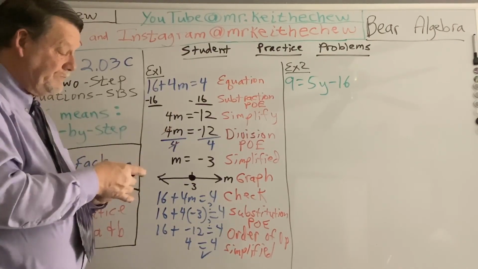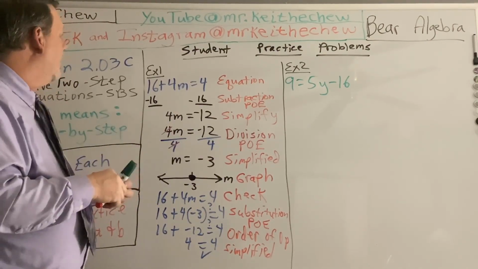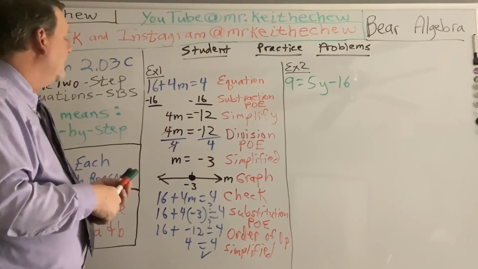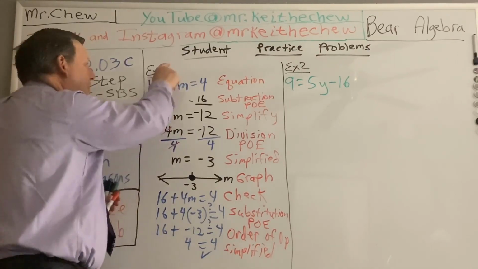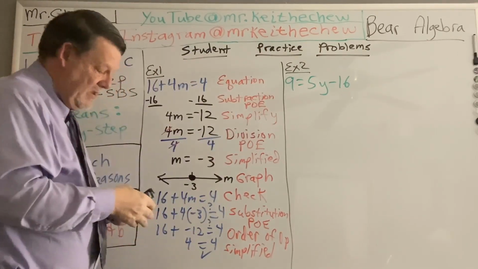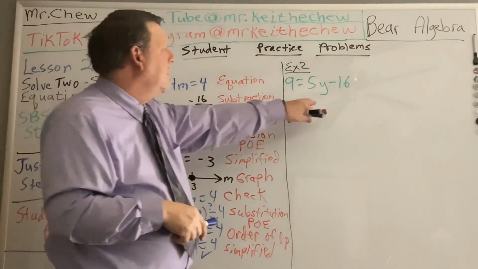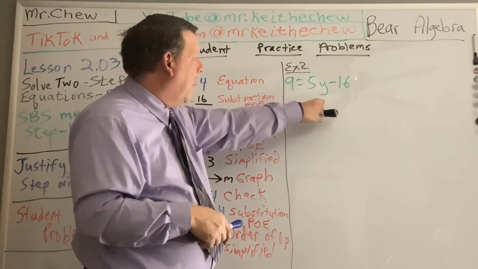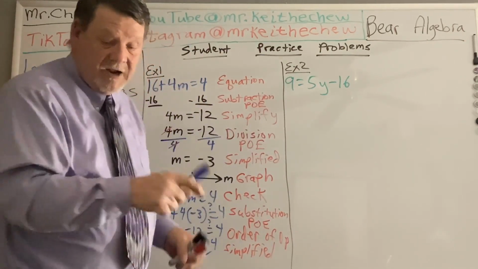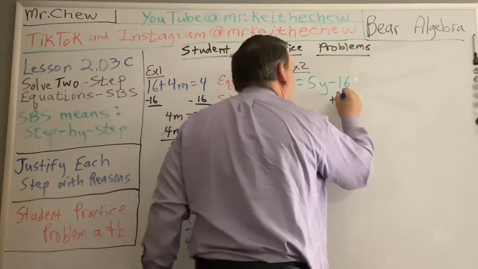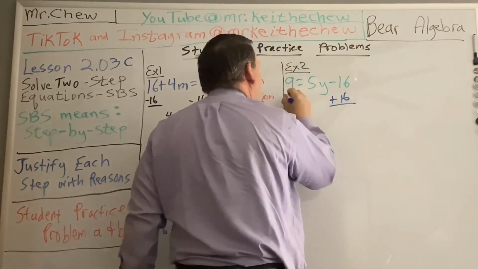Example 2. This wasn't example 2, this was student problem 2, wasn't it? So this is problem 1, problem 2. All right, so what's happening in this equation? Well, I've got a 5y on the right and I'm subtracting 16. I have to undo the minus 16 first. And you do that by adding 16.